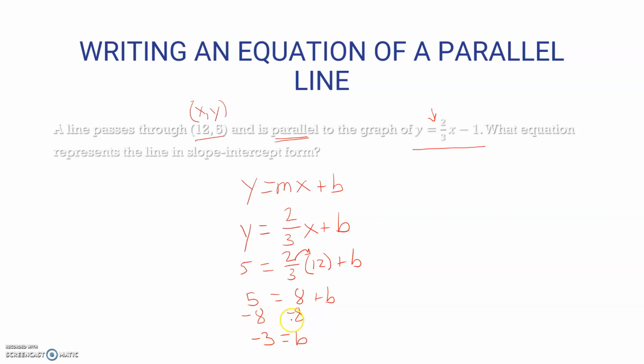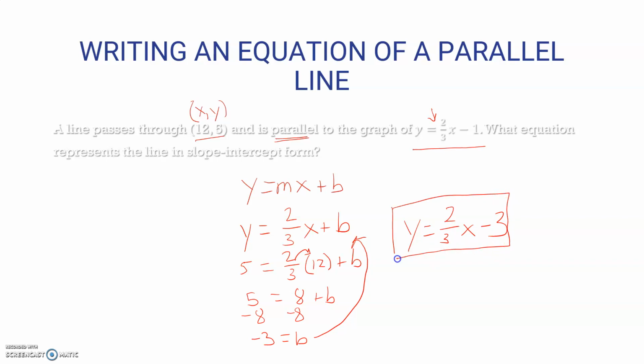So now we know the two things that we need to know. We needed to know slope, which was 2/3 because it was the same as our original slope, and we needed to know our y-intercept. And now we can plug that back into our problem, and we get our final equation, y is equal to 2/3 x minus 3.